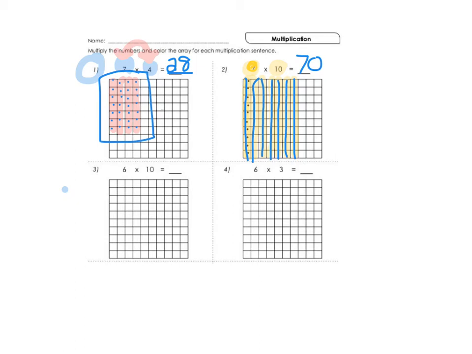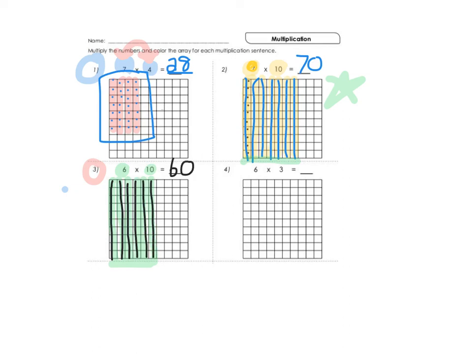Now let's try it with problem number 3. So for problem number 3, we have 6 groups of 10. So it's going to be very similar to this, but one less group of 10. So I could do 1 group of 10, 2, 3, 4, 5, 6. So do you see how this is smaller than this? This has one more group of 10. So let's count by tens to figure this out. We have 10, 20, 30, 40, 50, 60. 60 would be our answer.